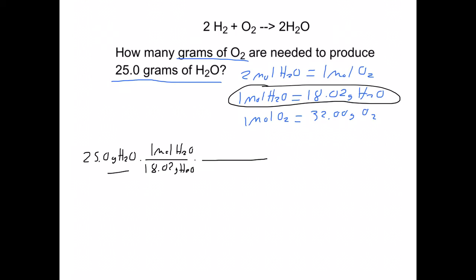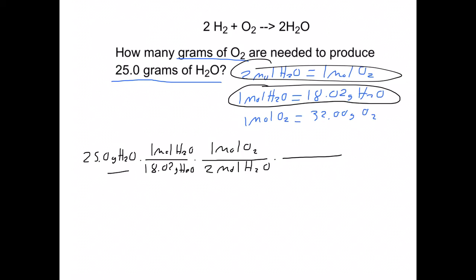Our next conversion needs to get from moles of H2O to moles of O2. So our mole ratio up there is going to have to do the job for us. Since we have moles of H2O on the top, we're going to have to put the moles of H2O on the bottom to cancel out, and then the 1 mole of O2 on top. So that gets us to moles of O2. The question asks us for grams of O2, so we're going to have to use the molar mass in our last conversion to get from moles to grams.